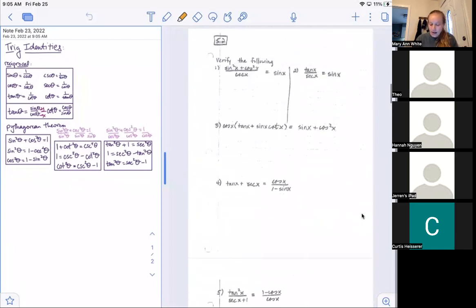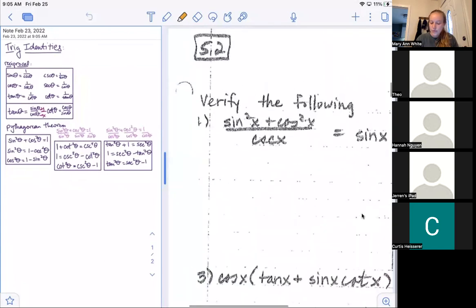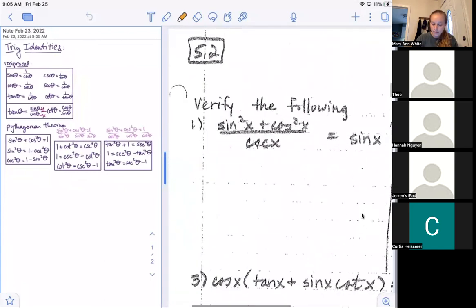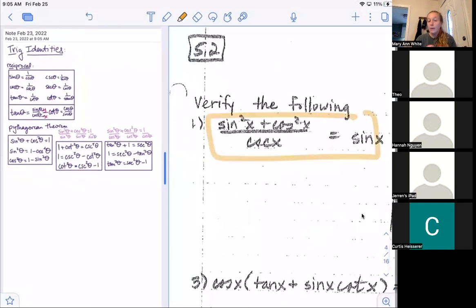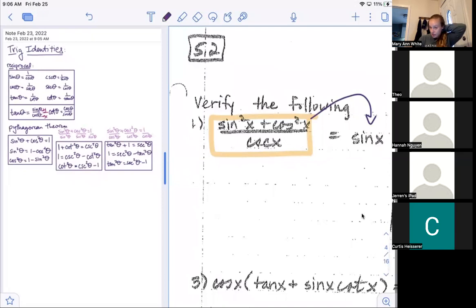And they say verify. What verify means is that I gave you a true statement. So this is a true statement. This is a true statement. What I want to do is prove that it's true. I'm going to take one side, the side that's more complicated, and simplify it all the way down to look like the side that's already simpler, which in this case is the one on the right. Like with number 1, the left side looks way more intense than the side on the right. I can simplify that down, and I know I'm done when I get sine x. So my question is going to be: how do we simplify the left side to get to the right side?